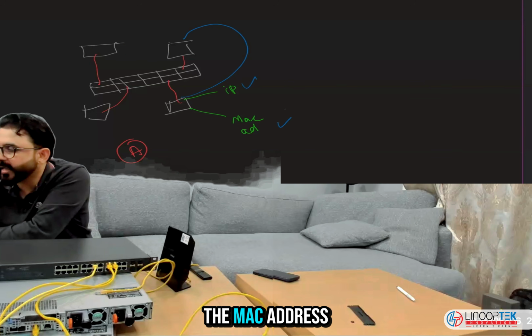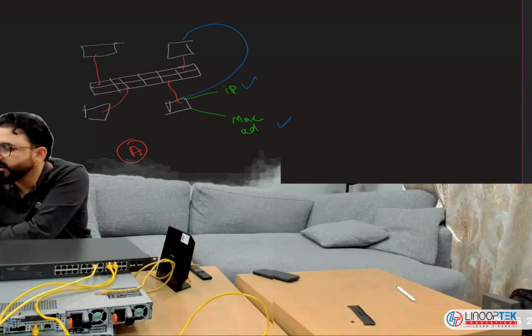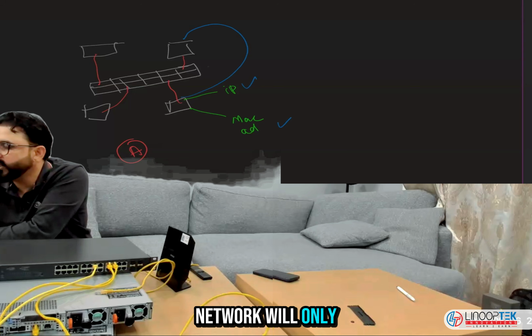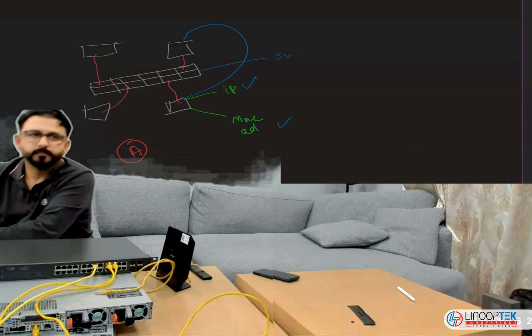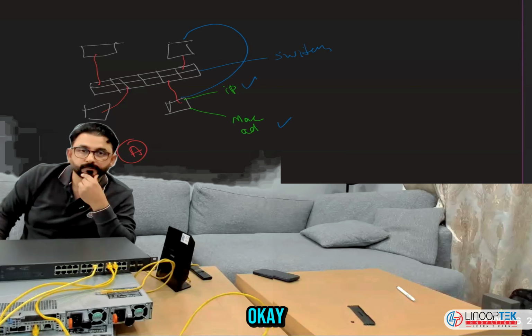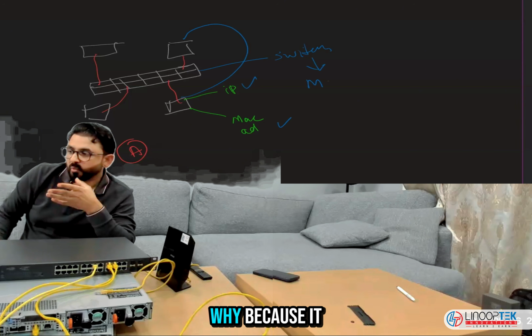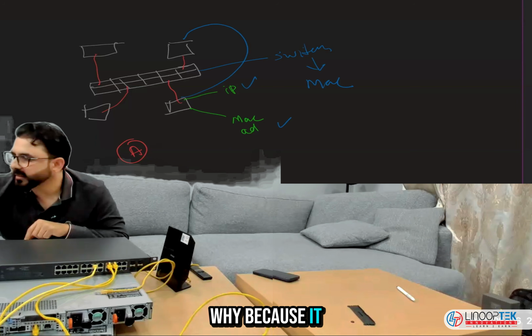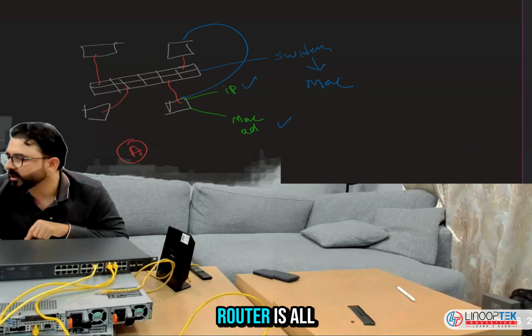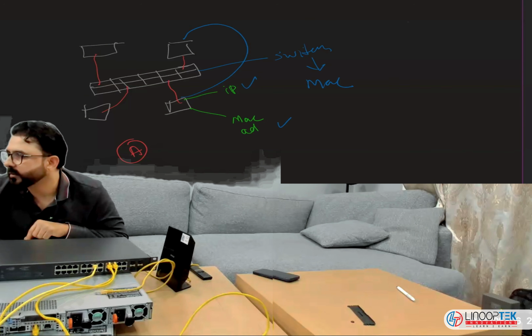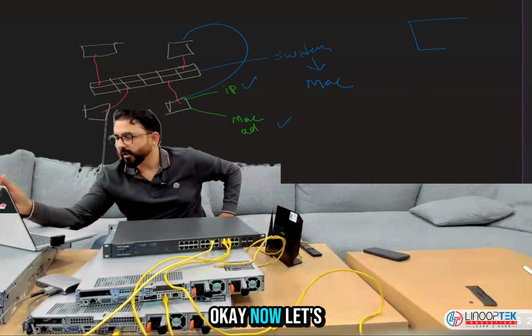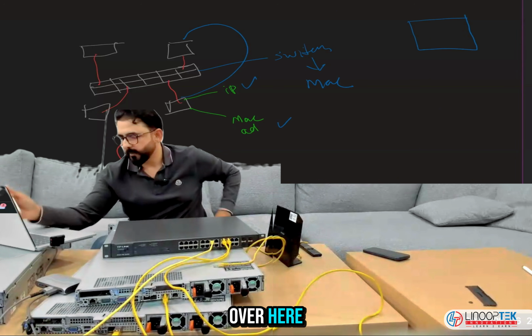It will use the MAC address because a switch on the same network will only use the MAC address. Okay. Why? Because it doesn't have to hit the router. Router is all the way over here. It is also connected to the switch. Okay. Now let's take a look at another picture over here.